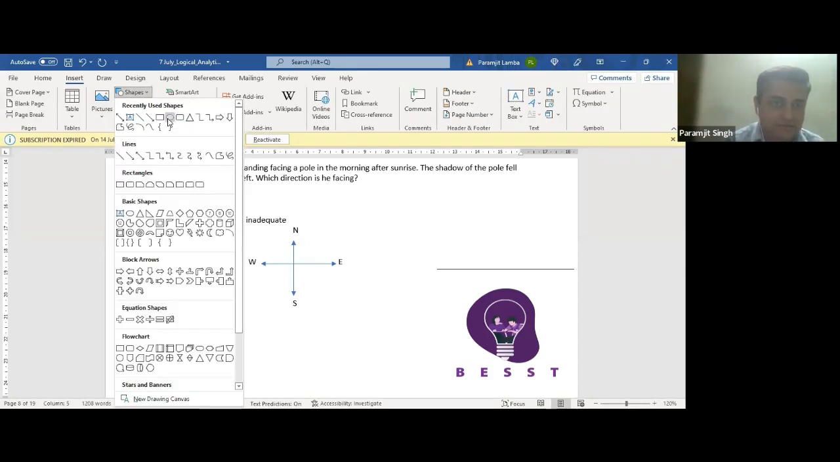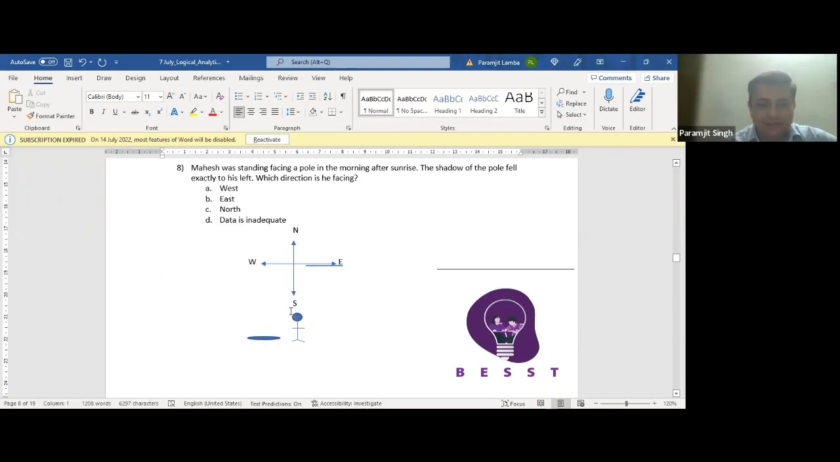Guys, has anybody got it? See, I've drawn the diagram over here. This is the very handsome man. He is facing a pole in the morning after sunrise. So the man is standing facing the pole just after sunrise. The shadow of the pole fell exactly to his left. Now, which direction is he facing?